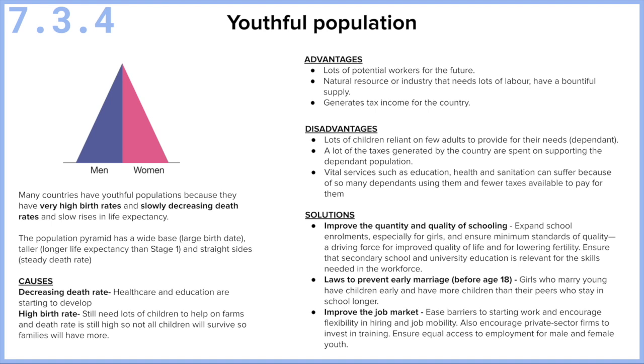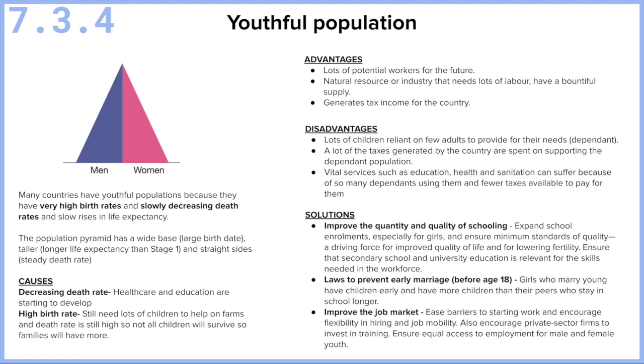Laws are put into place to try and prevent early marriage, and that means that girls who marry later in life have fewer children. In a lot of LICs, so low-income countries, marriage happens very early on in a young girl's life, which means that she has a longer period of childbearing as well.